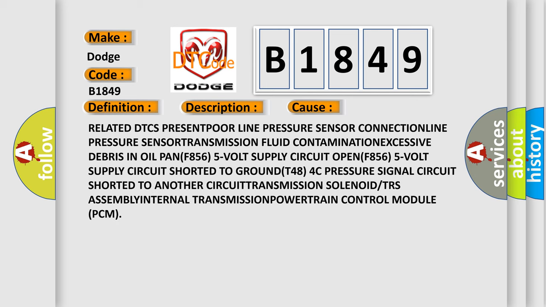This diagnostic error occurs most often in these cases: related DTCs present, poor line pressure sensor connection, line pressure sensor, transmission fluid contamination, excessive debris in oil pan, 5 volt supply circuit open, 5 volt supply circuit shorted to ground, pressure signal circuit shorted to another circuit, transmission solenoid or transmission solenoid assembly, internal transmission, powertrain control module PCM.